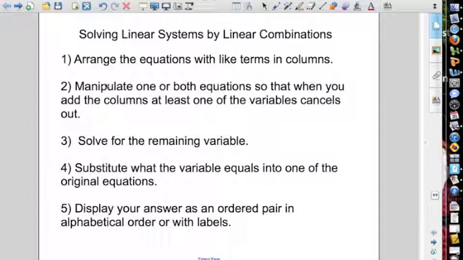Once one of them cancels out, you solve for the remaining variable. The nice thing is that once you get to that point, you'll have something like x equals 3. Then you can substitute that into one of the original equations you started with and figure out what the other variable is. Remember that when you give your answer, give it as an ordered pair. If there are letters other than x and y, remember it is always in alphabetical order.